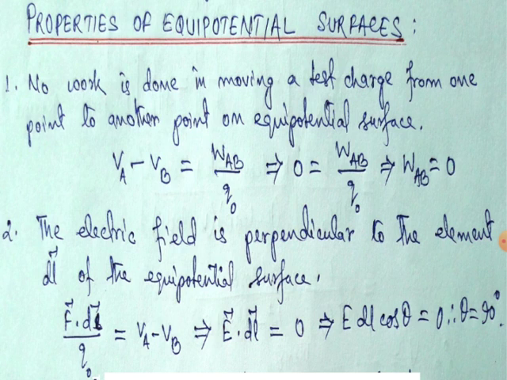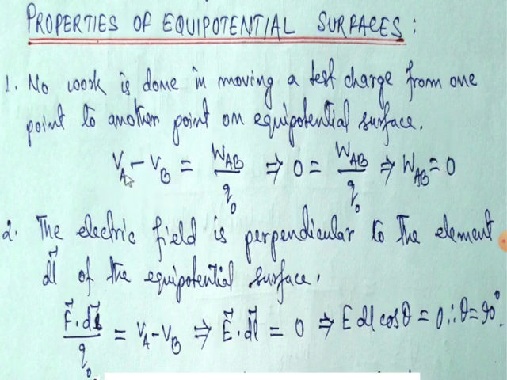Here are the properties of equipotential surfaces. Number one, no work is done in moving a test charge from one point to another point on an equipotential surface. On the same equipotential surface, if a charge is taken from one point to another point, then no work is done. We can prove it mathematically.